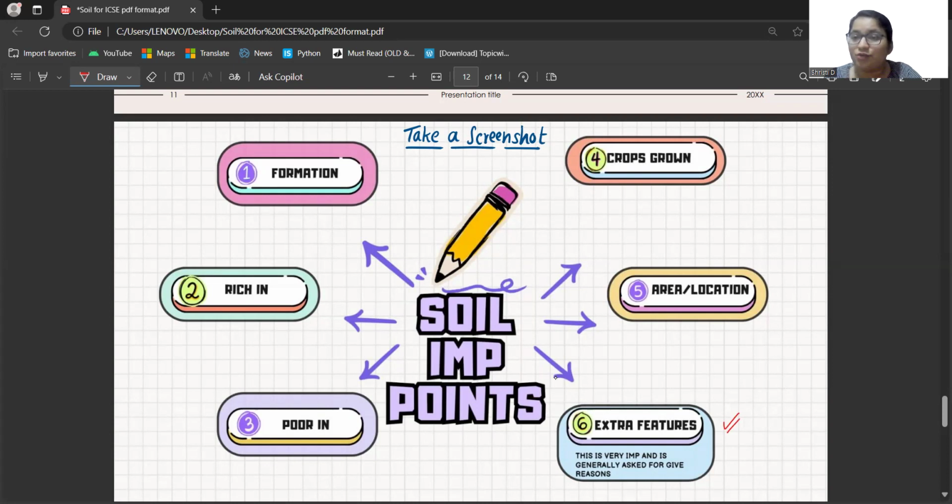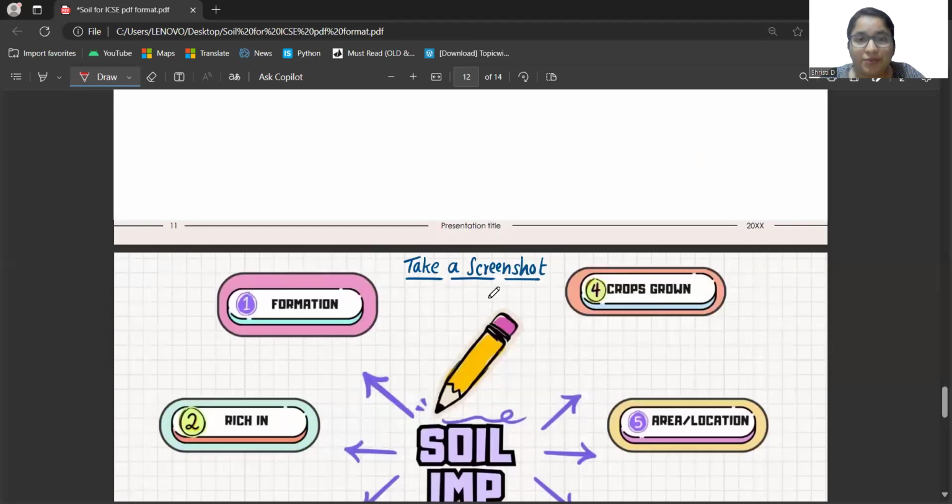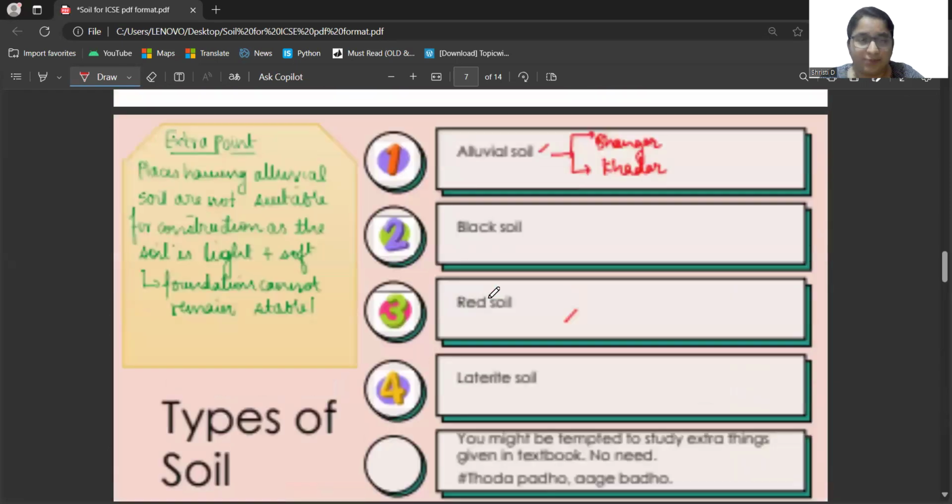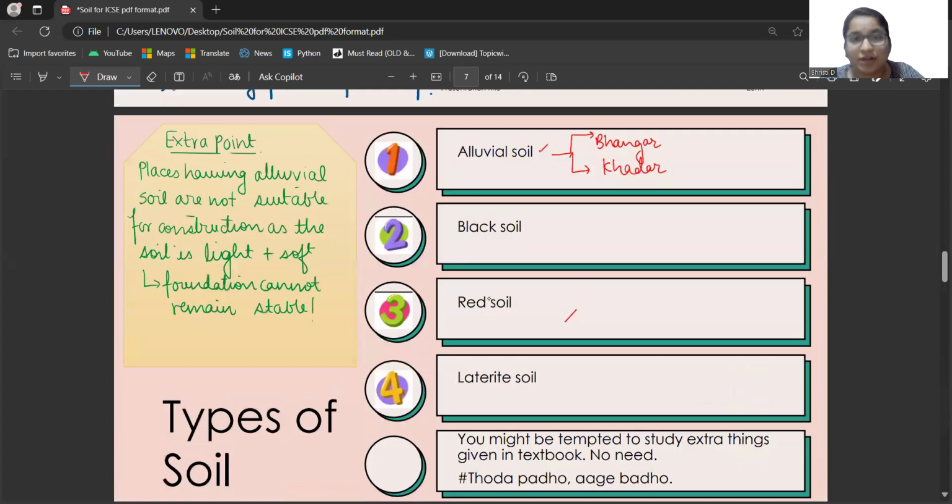Okay, or deltaic coastal and alluvium. This is nothing but extra features. Apart from that, one more point that I forgot to tell you. Actually, I didn't forget. I was just going to circle back to it later, and that is this point. Again, this point is not given in your textbook.